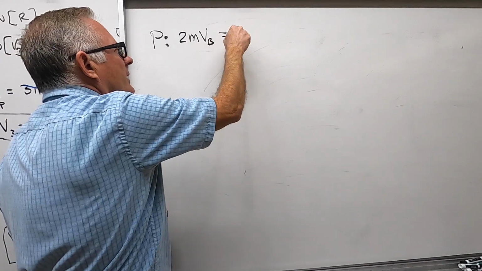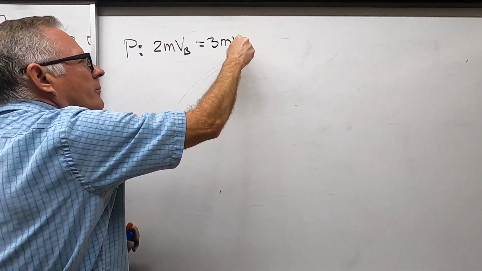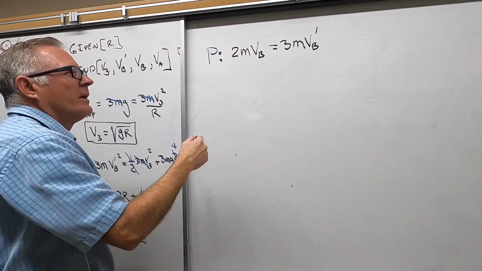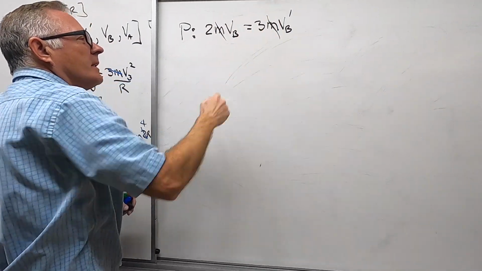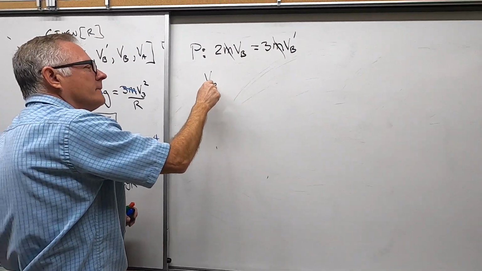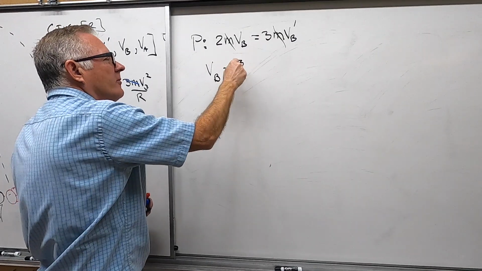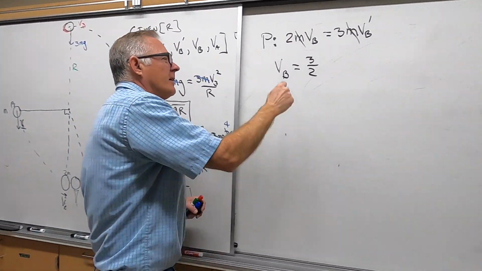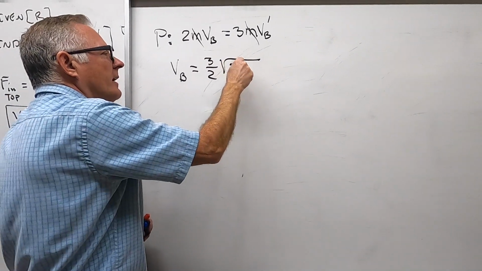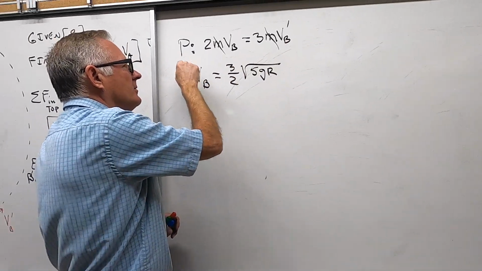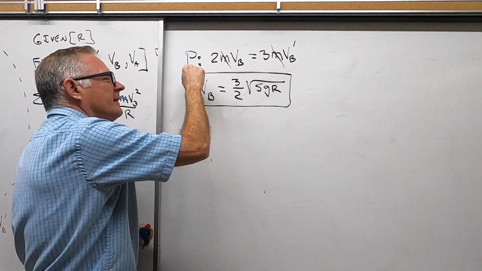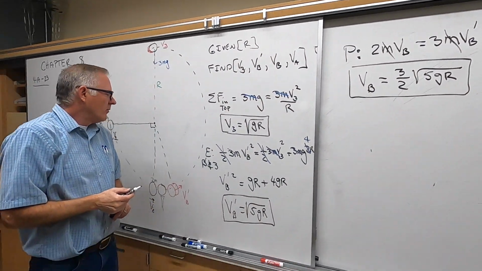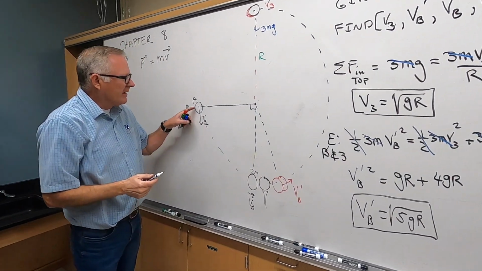So you had 3m going at VB prime. Well, we can get rid of the m's, and so VB is equal to 3/2 of VB prime, which is this, square root of 5 GR. So we've got that one right there. And now we just need to work our way back up to here.